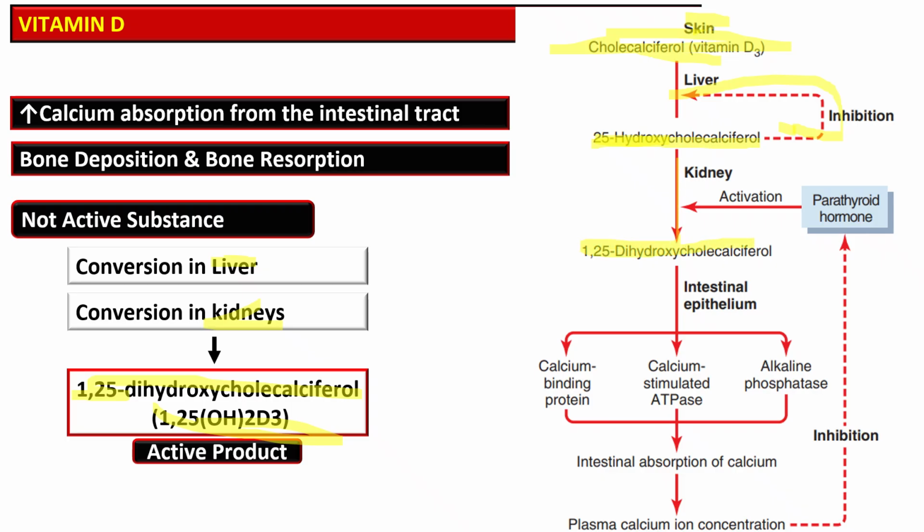It is transformed into 1,25-dihydroxycholecalciferol, and this process is governed by the parathyroid hormone. So this plasma calcium ion concentration is the factor that limits this conversion. So this 1,25-dihydroxycholecalciferol then causes the increased calcium binding protein production in the intestinal epithelial cell, calcium-stimulated ATPase formation and alkaline phosphatase formation, and all these effects lead to increased intestinal absorption of the calcium.